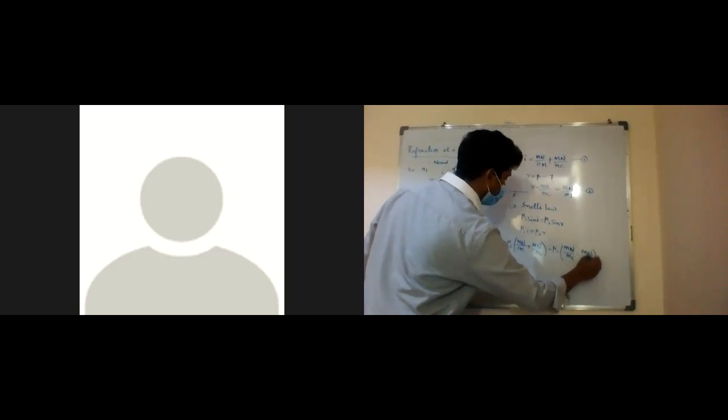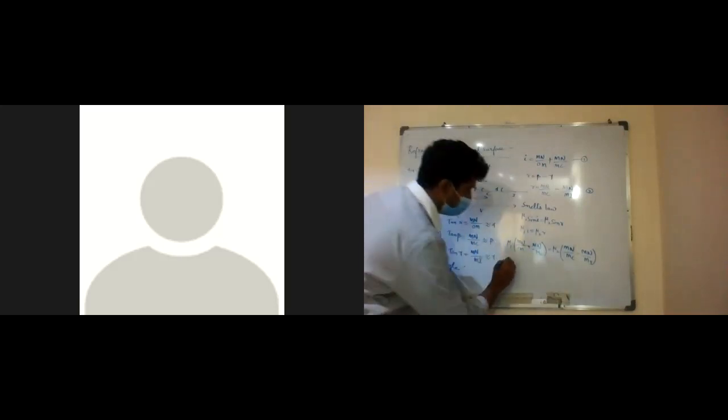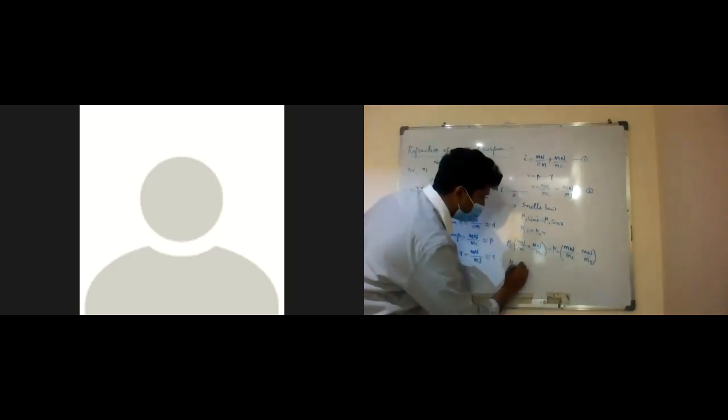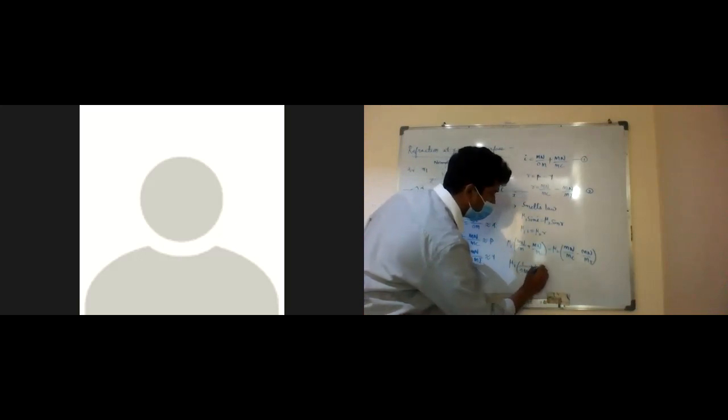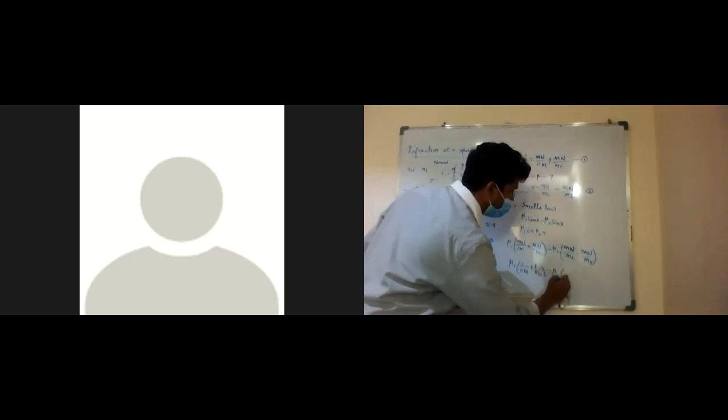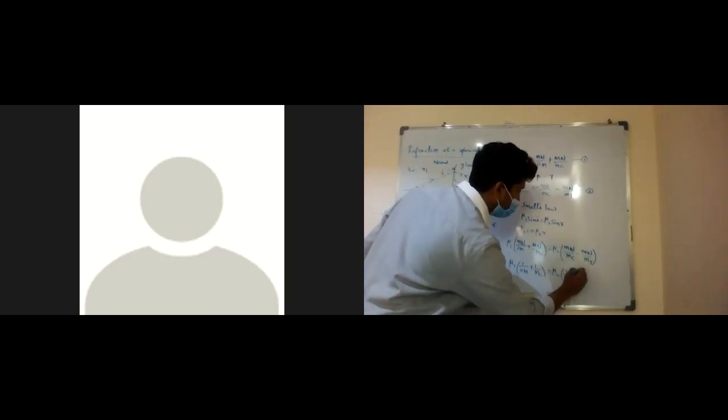Now take MN common on both sides and cancel it. I am not going to write the step again. So mu1 into 1 by OM plus 1 by MC equal to mu2 into 1 by MC minus 1 by MI. Is this clear?